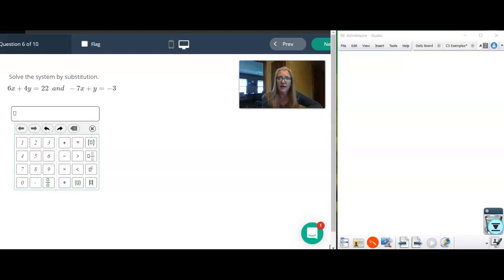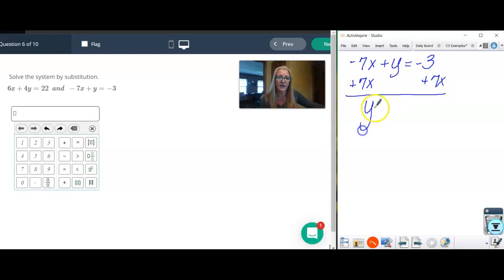Looking at this one, the first equation has too many coefficients. The second equation has a y in it with no coefficient. That's the one you want to go for. So you want to take this negative 7x plus y equals negative 3 and solve for y. This one's super easy. It's a one-stepper, all right? You add 7x to both sides, and now you will have y equals 7x minus 3.